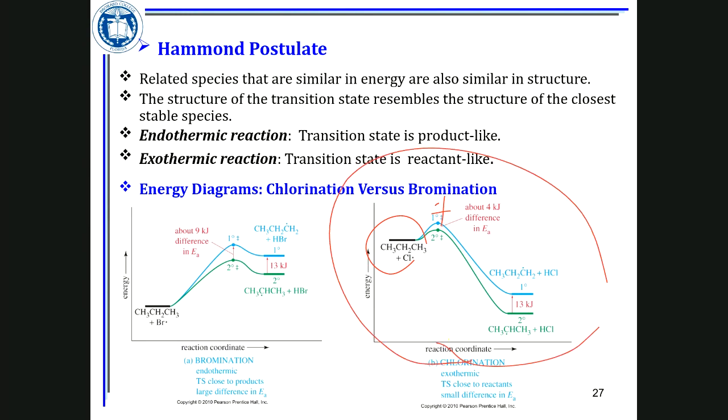So for chlorination, which is the exothermic reaction, we see the transition state is very close to the reactant, and for bromination, the transition state is very close to the product.